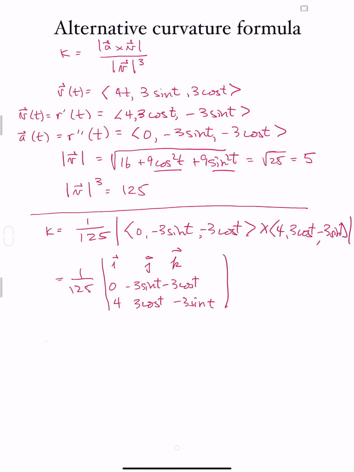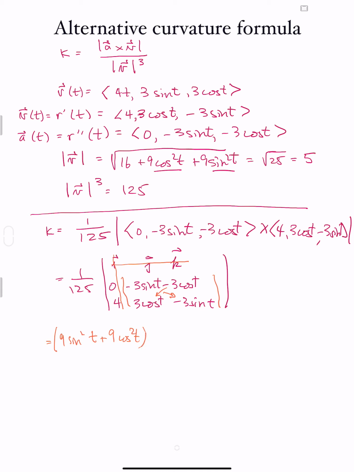So now we're going to have an i component, right? So I disregard these rows and compute the submatrix here, and this product is going to be 9 sine squared t, and then I'm going to subtract this product, minus a minus 9 cosine squared t, so that's plus 9 cosine squared t. Okay, and that's my i component.